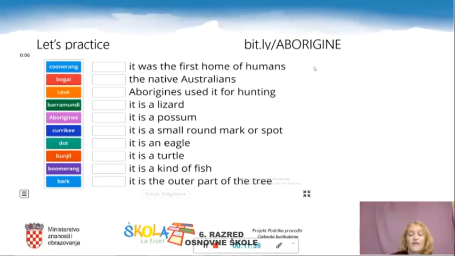And now, to practice our words, we have learned some Aboriginal words here. Please write this into your browsers.